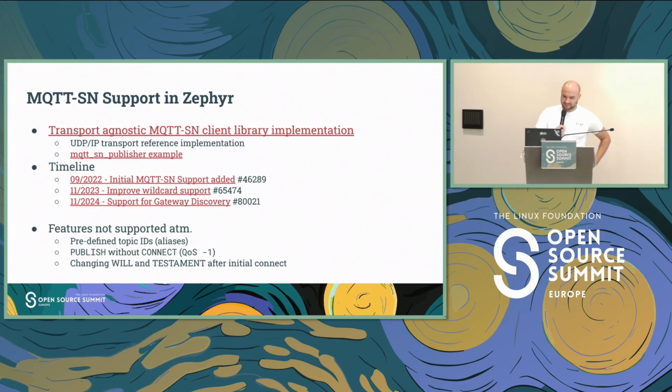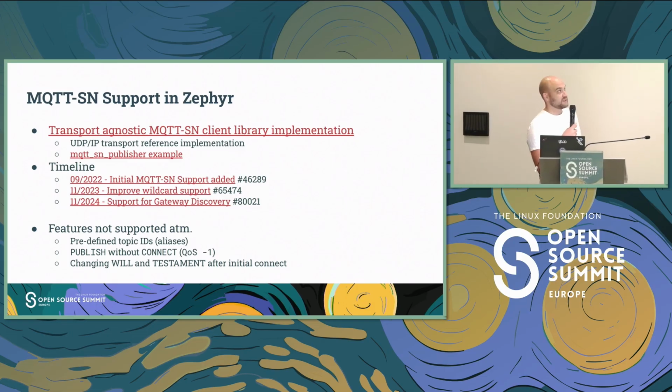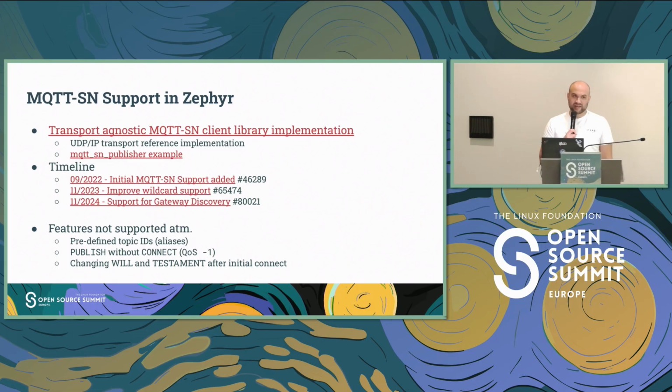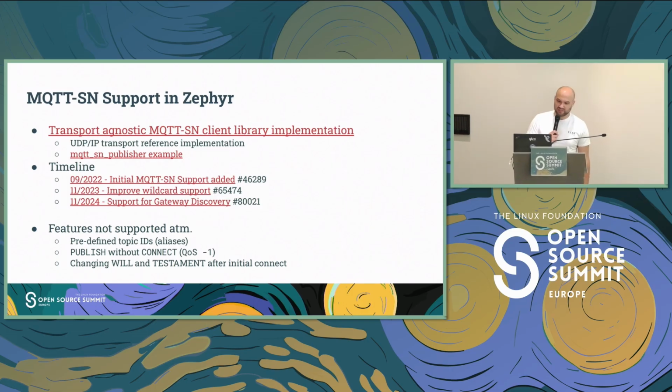How does the MQTT-SN support in Zephyr look like? There's a fully implemented transport-agnostic MQTT-SN client library, and there's also one UDP-IP reference implementation provided. There's also one example. It was contributed in 2022, and then there were 2 additions for the wildcard support, which I mentioned before, and also support for the gateway discovery routine.